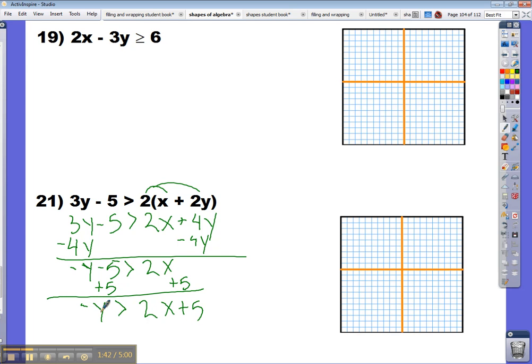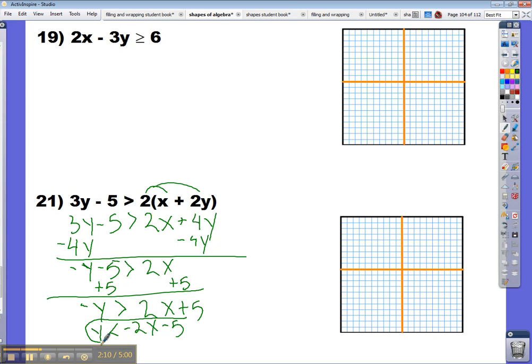Then y is not by itself yet, it still has the negative. So I'm going to multiply everything by negative 1. But you'll remember, if you multiply by a negative, your inequality is going to switch sides. So negative 1 times negative y is just y. I have to flip the symbol, and negative 1 times 2x is negative 2x. Negative 1 times 5 is negative 5.